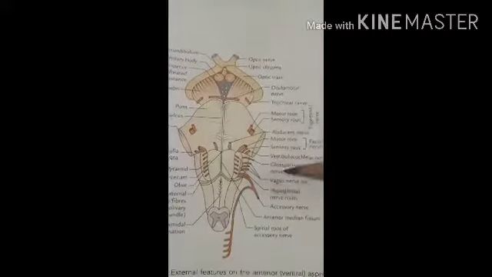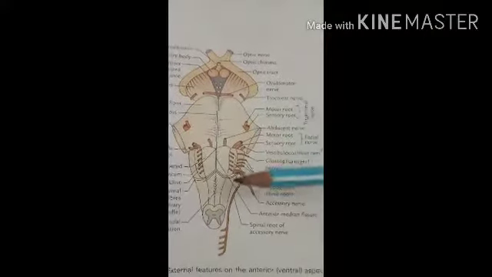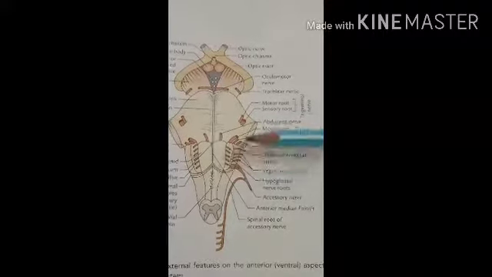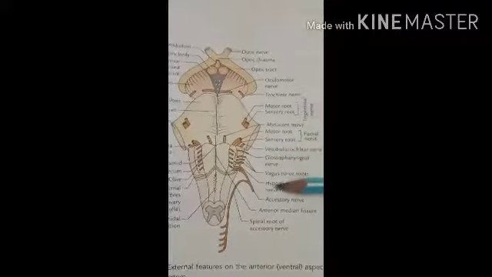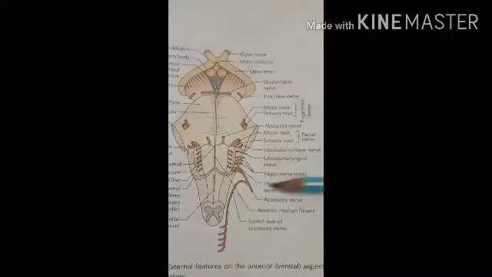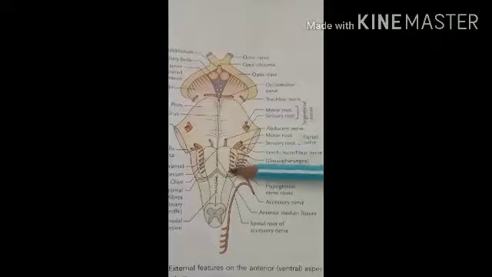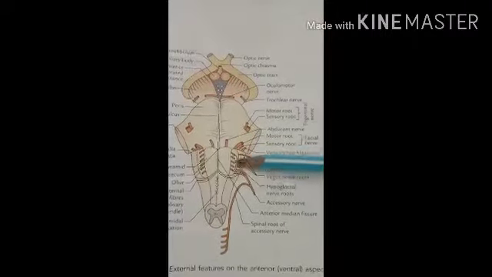And the 12th cranial nerve, that is the hypoglossal nerve, originates from the anterolateral sulcus of the medulla oblongata. So here you can see the hypoglossal nerve. It originates from this one, that is the anterolateral sulcus of the medulla oblongata.